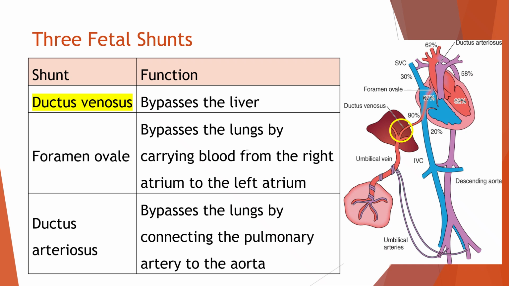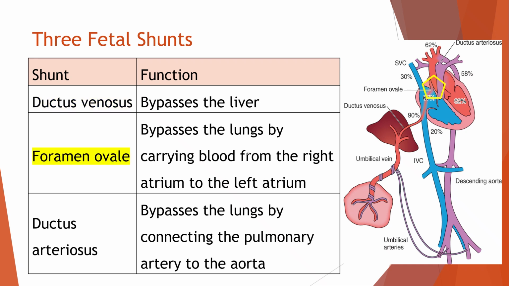The first shunt is the ductus venosus. The ductus venosus is a blood vessel that allows oxygen-rich blood coming from the umbilical vein to bypass most of the liver. Instead of passing through the entire liver, the blood goes directly into the inferior vena cava and quickly reaches the heart. So remember this simple point. Ductus venosus means bypasses the liver.